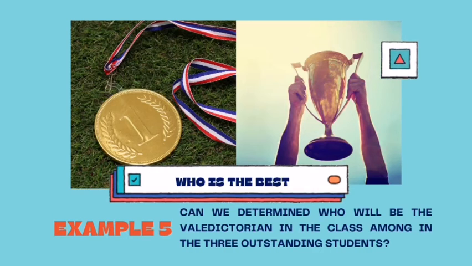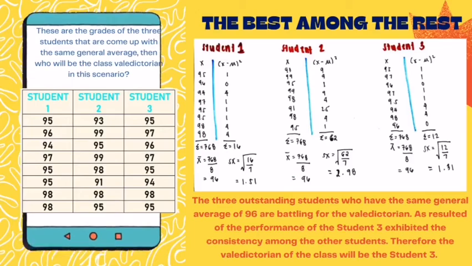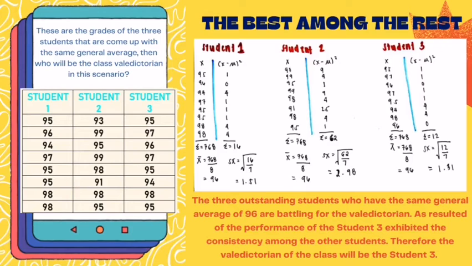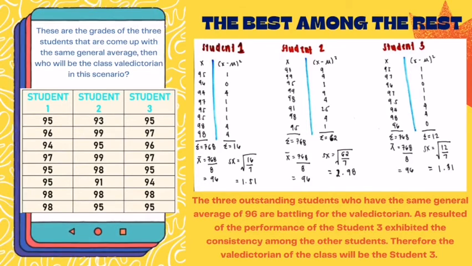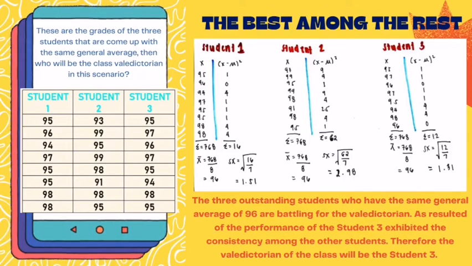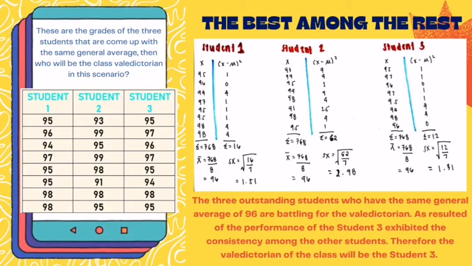The last and fifth example is about whom to award the valedictorian between 3 outstanding students. The data listed below are the grades of 3 students who came up with the same general average. Who will be the class valedictorian in this scenario? The 3 students obtain the same summation of their grades, which is 768, and n of 8. Thus, 768 over 8 is equal to 96, and that will be the mean, or the general average, of these 3 students. Having the computed GWA, the 3 students have the same average. Then who will be the class valedictorian?